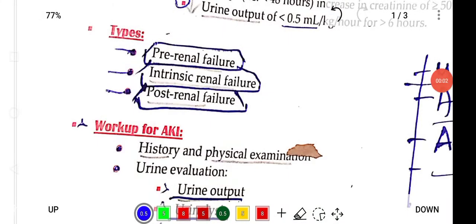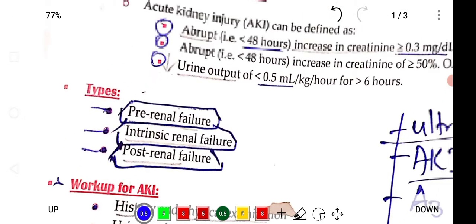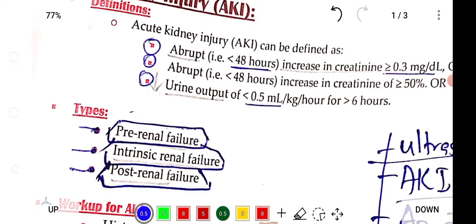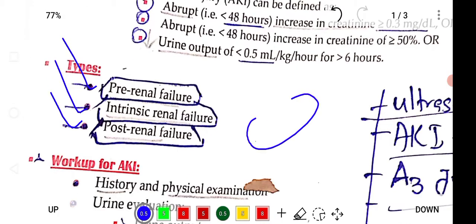Okay, so right now we are going to look at kidney failure and its types. Kidney injury is divided into three types: pre-renal failure, intrinsic renal failure, and post-renal failure. This is according to the anatomical position of the kidney.